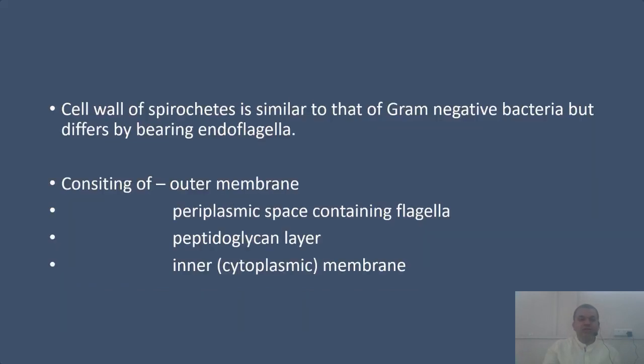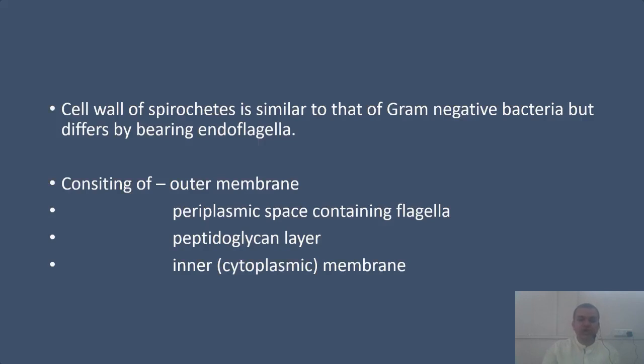Now the cell wall of the spirochetes is similar to that of the gram-negative bacilli. We have learned in detail about the gram-negative bacilli cell wall in the general microbiology part. The difference from the GNB is the flagella. Gram-negative bacteria also have flagella, but those are exoflagella. Here the spirochetes bear endoflagella. So the cell wall is similar, as I told you.